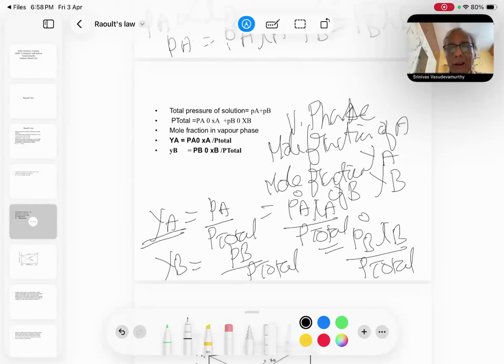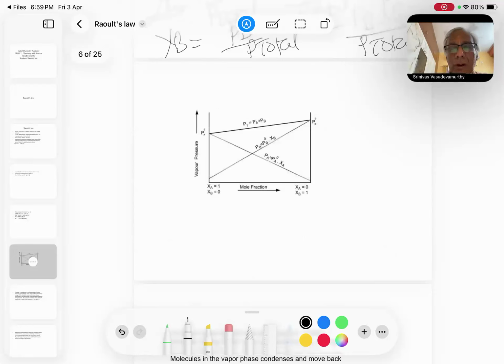This is for a solution containing two or more volatile solvents. So once again, I'll tell you the statement. For a solution containing two or more volatile solvents, partial vapor pressure of each component is directly proportional to its mole fraction. Now let us see the graph for an ideal solution or a solution containing two volatile solvents A and B here.